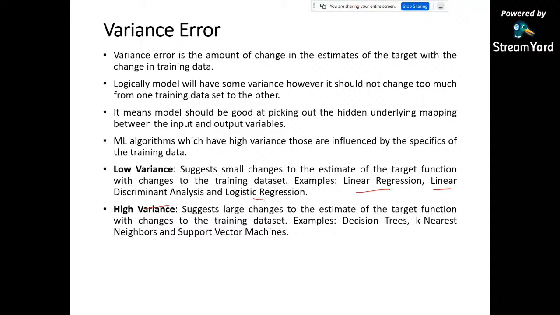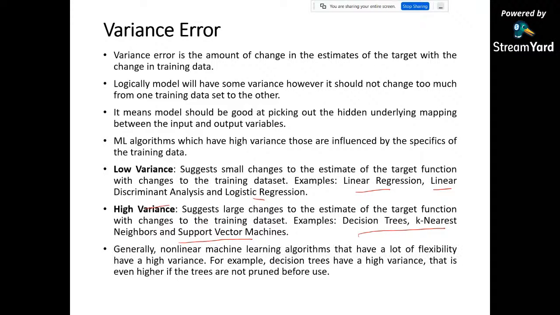What is high variance? High variance suggests large changes to the estimate of the target function with changes to the training dataset. If you change your training dataset or if you get a new sample, then there will be a large amount of change in the estimate of the target function. Okay, so that's where decision tree, k nearest neighbors, and support vector machine come into place. These are high variance algorithms. Generally, non-linear machine learning algorithms that have a lot of flexibility have high variance. For example, decision trees have a high variance that is even higher if the trees are not pruned before use. Okay.